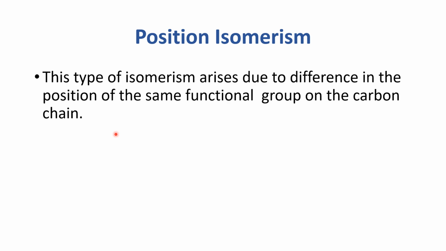Next one is position isomerism. This type of isomerism arises due to difference in the position of the same functional group on the carbon chain. For example, 1 butene and 2 butene. यहाँ पे कार्बन के दरमियान जो डबल बॉन्ड है वो कार्बन नंबर 2 और 3 के दरमियान प्रेजेंट है, जबकि यहाँ पे we have 1 and 2. So this kind of isomerism is called positional isomerism.